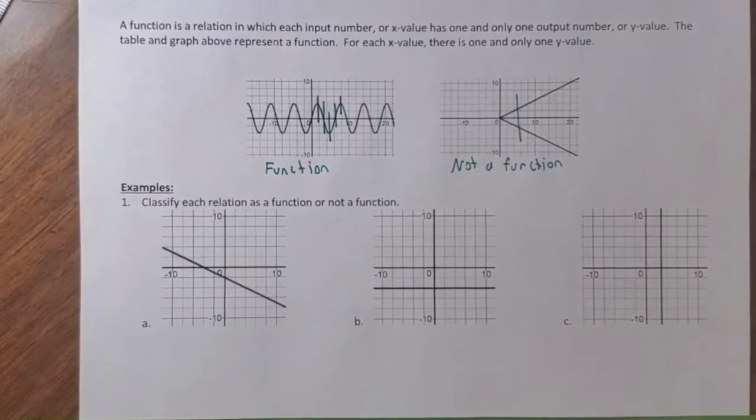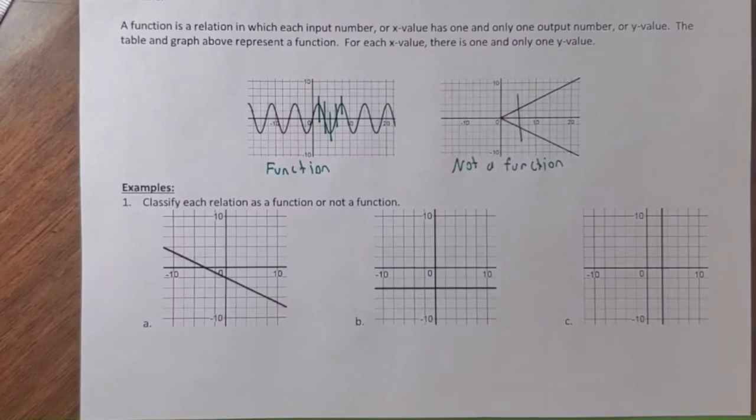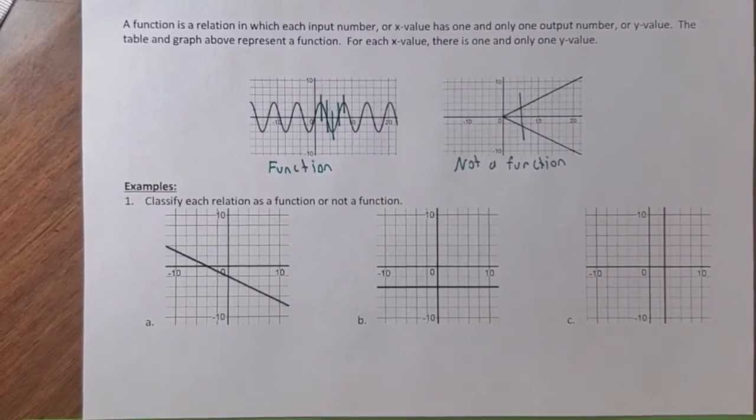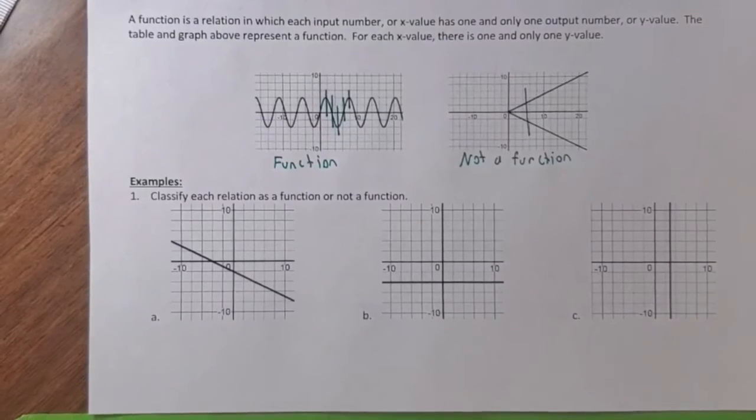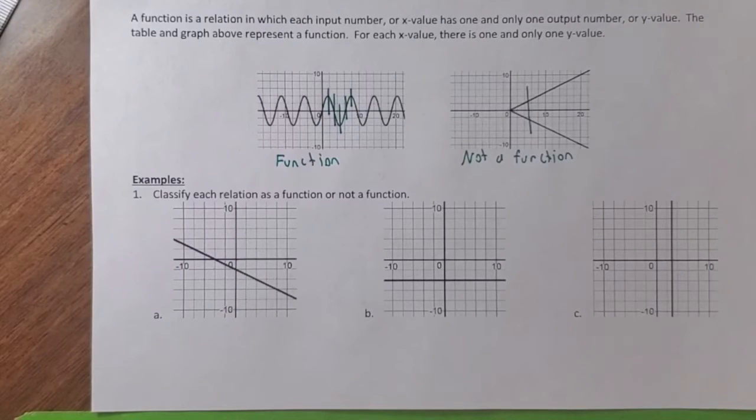So let's look at some examples where we classify each relationship as a function or not a function. Now that you saw a couple already, why don't you go ahead through these three and see if you can determine whether or not we have functions here for each of them. So go ahead and work on those now, and then once you're ready, we can go through them together.